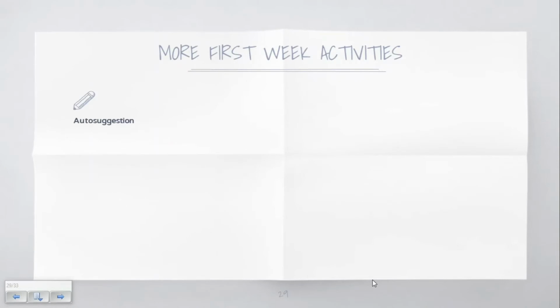More first week activities, for example, auto suggestion. This is a new activity that I'm personally using with myself at home. Each month, I choose a big goal to achieve and I give myself a date. Like, for example, I'm going to enhance my teaching skills by the end of August. Then I would write the plan of how I am going to achieve this goal.